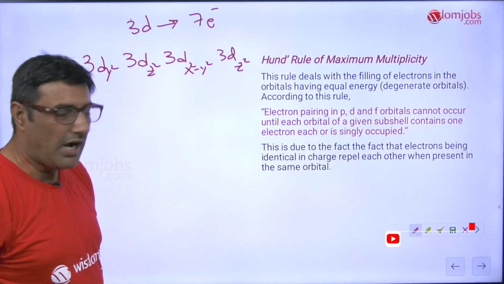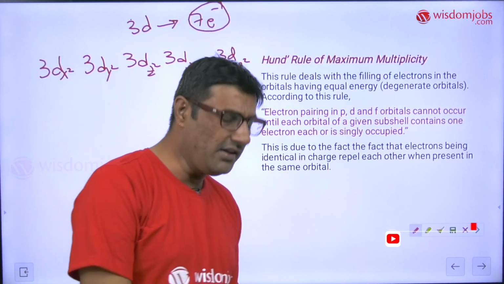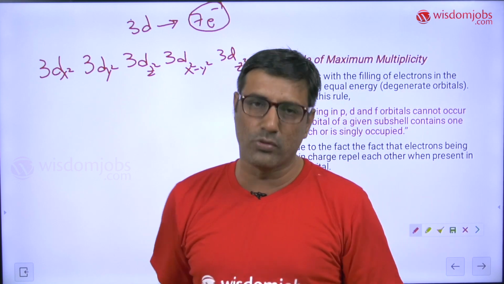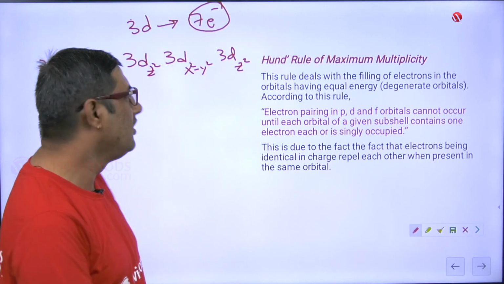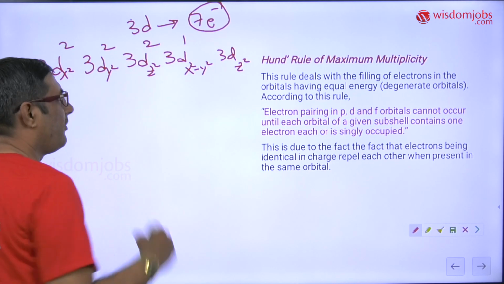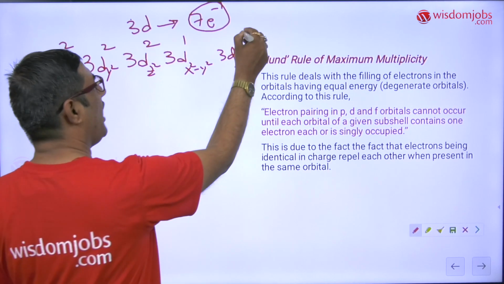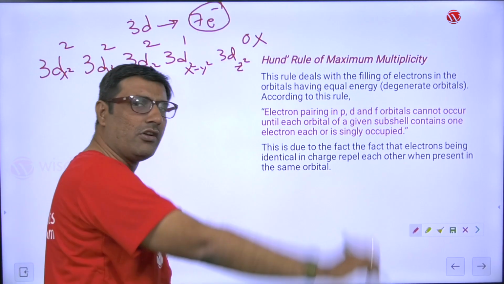Now I am supposed to fill a total of 7 electrons, right? If I am a layman not knowing Hund's rule, then what will I do? I will directly go with 2, 2, 2 and 1. So how many are there? 2 here, 2 here, 2 here. So 6 plus 1, 7, and I will put a 0 here. So this method of filling is wrong.